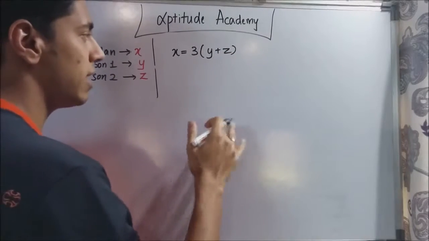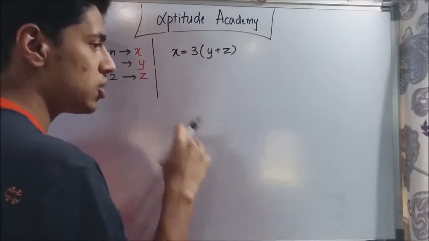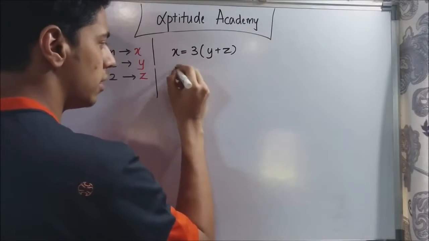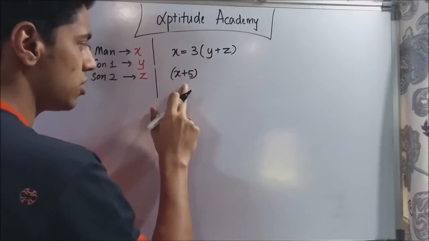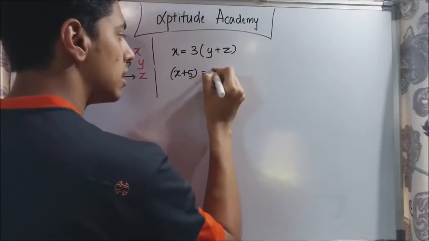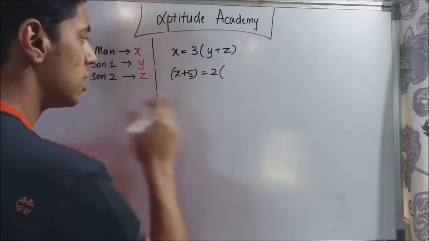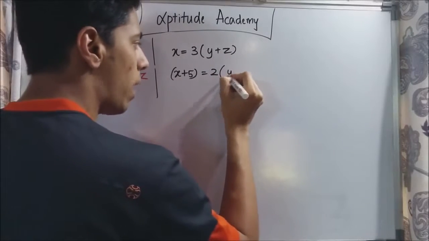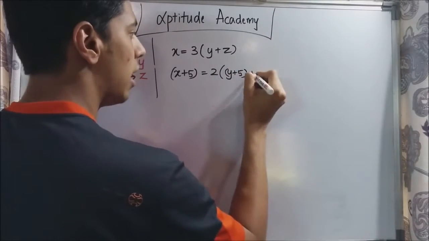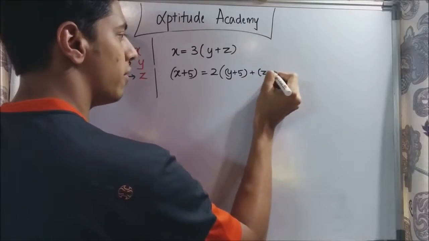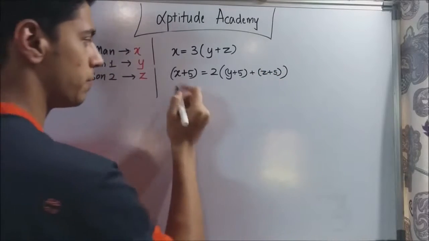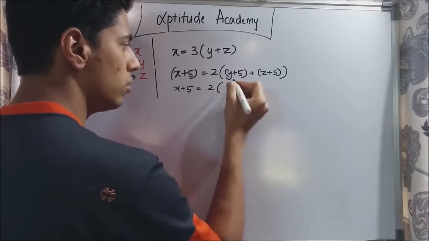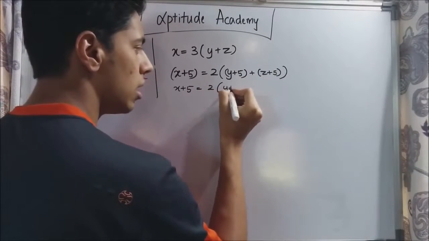In the second statement, they said that 5 years hence. So if his current age is x, after 5 years, his age will be x plus 5. So after 5 years, the father's age will be twice the sum of his sons' ages. So if the son's age now is y, after 5 years, it will be y plus 5. And this fellow will be z plus 5. This is how you write the equation. So now you can write this as x plus 5 is equal to 2 into y plus z.